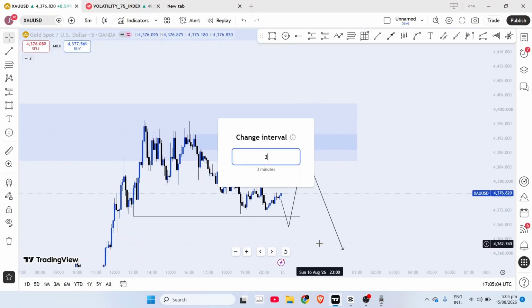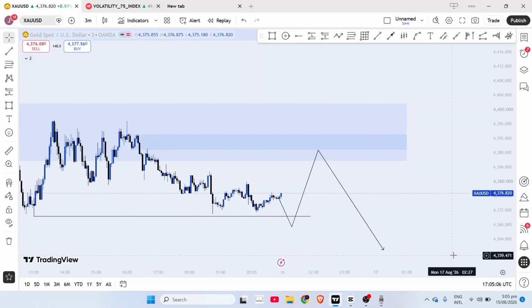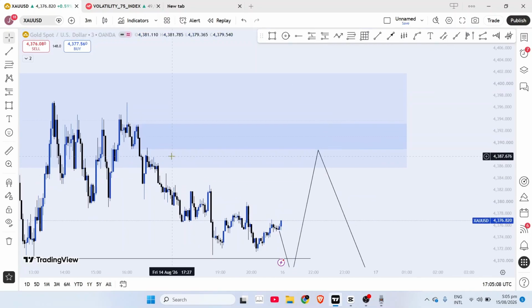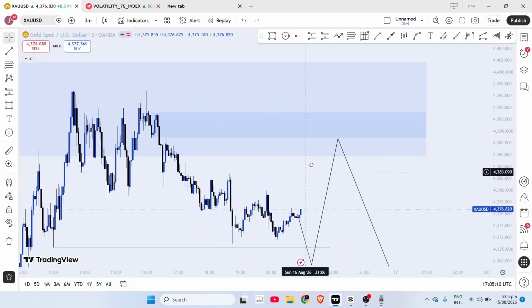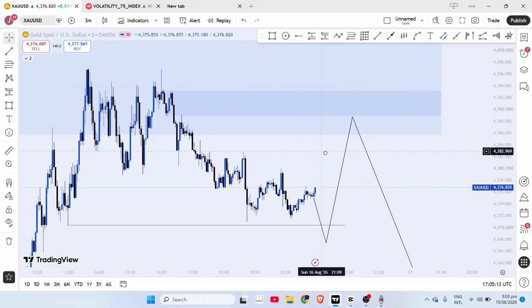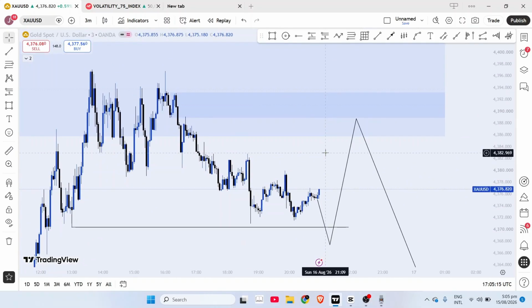So I'm watching gold on this level. Price can come here. So it's not far-fetched. Price can come here. So we are going to keep watching what price will do.